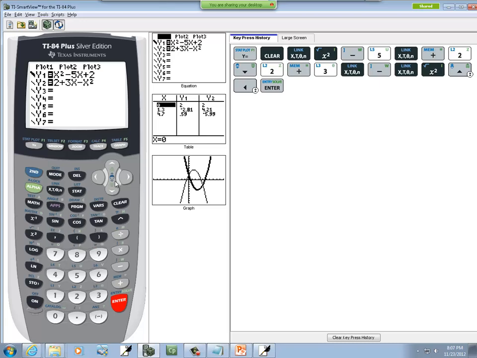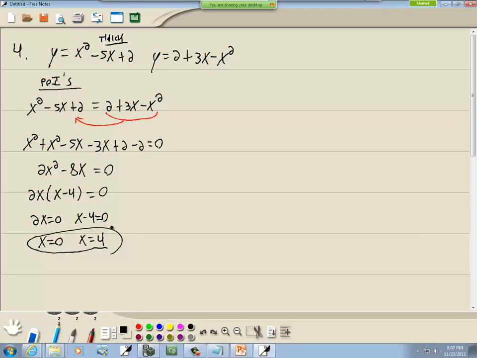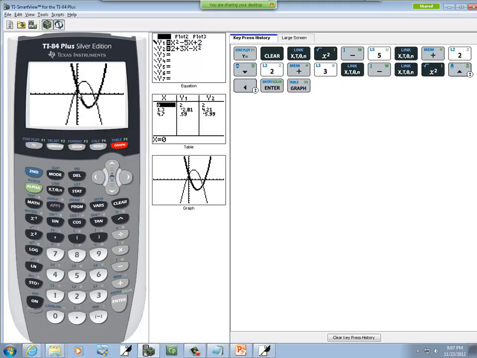Okay, now if I graph it, let's visually see if our points of intersection make sense. We said 0 and 4. Well, 0 obviously makes sense. 4: 1, 2, 3, 4. Yeah, that probably looks good.